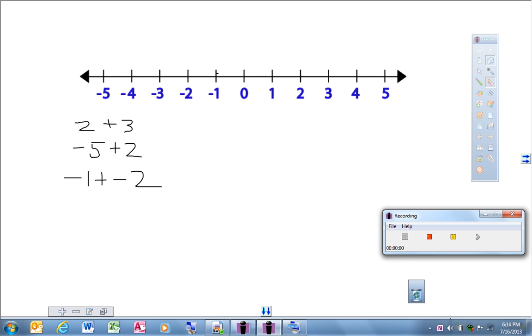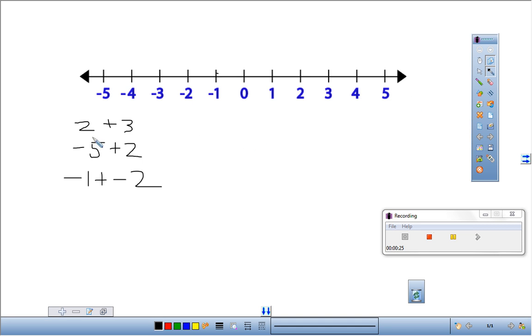Hi class, this is a short lesson on adding integers, and I'm going to show you how I first learned to add integers and how I like to think of integers, and hopefully it will help you to add integers better, and you'll be able to use it in this task that you have to do. Let's look at these three problems right here that I have.